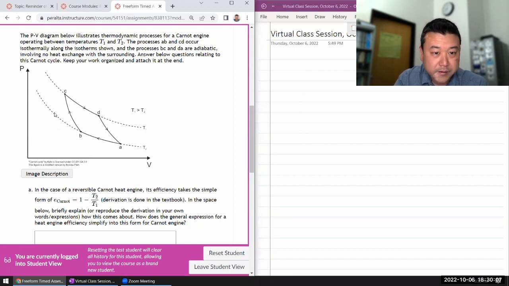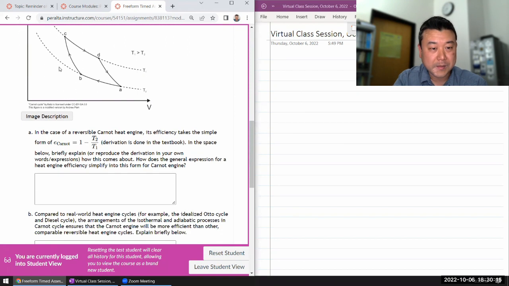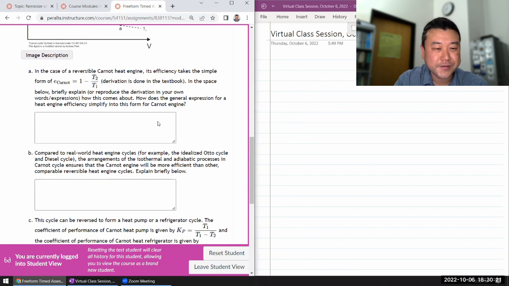Okay, I got the Carnot cycle here. A, B, C, D, which of these occur isothermally, and a question relating to the Carnot cycle. Okay, might be one of the easier questions. Good, I think I understand the question. In the case of a reversible Carnot heat engine, its efficiency takes the simple form of that. In the space below, briefly explain how this comes about.